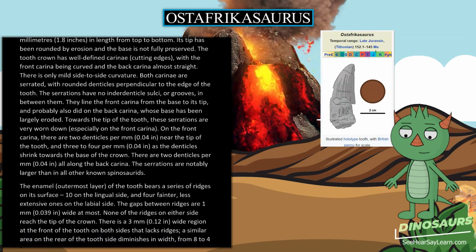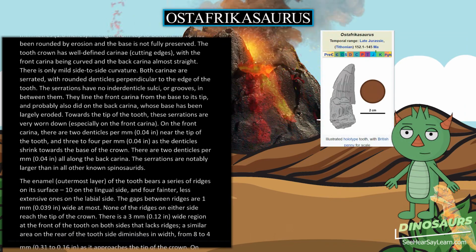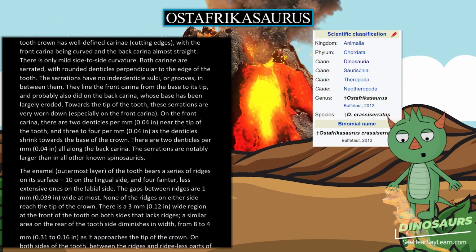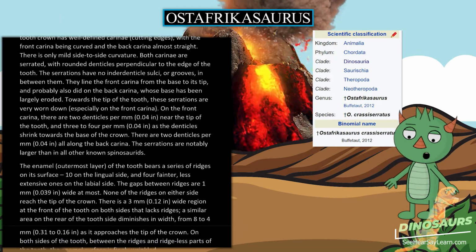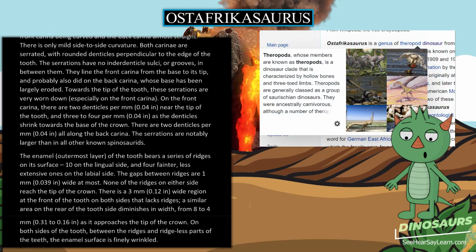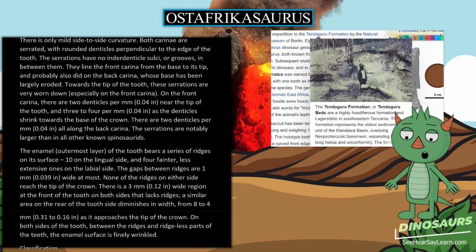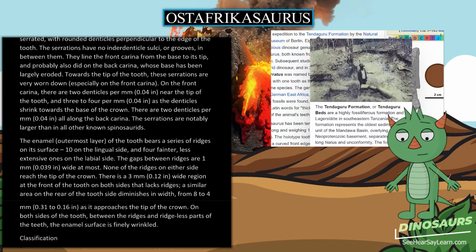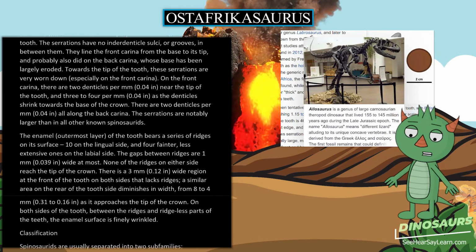On the front carina, there are 2 denticles per millimeter (0.04 in) near the tip of the tooth, and 3 to 4 per millimeter as the denticles shrink towards the base of the crown. There are 2 denticles per millimeter all along the back carina. The serrations are notably larger than in all other known spinosaurids.